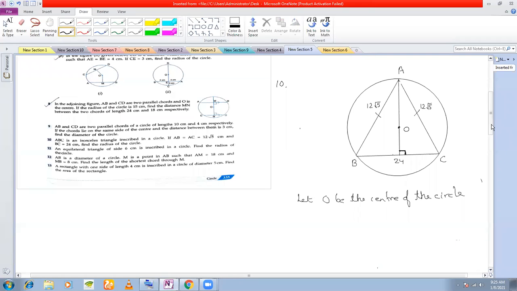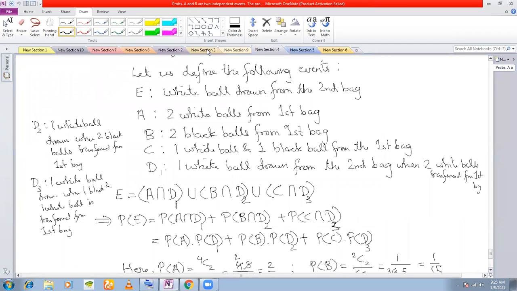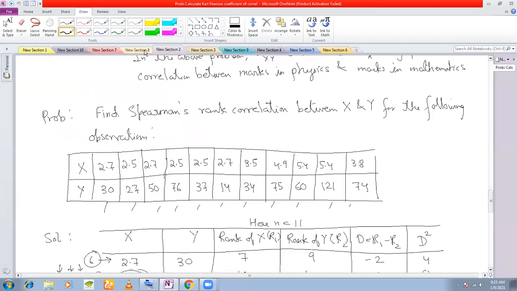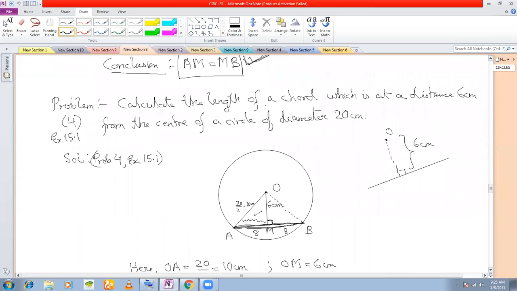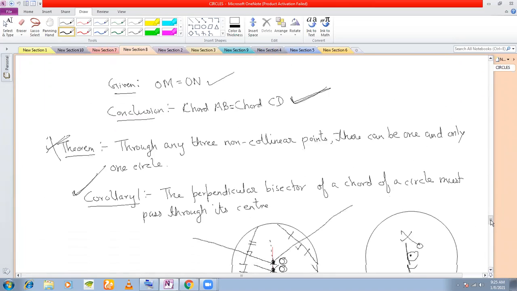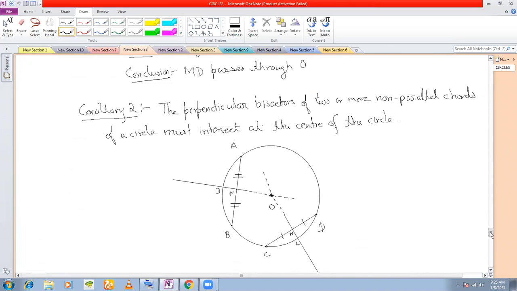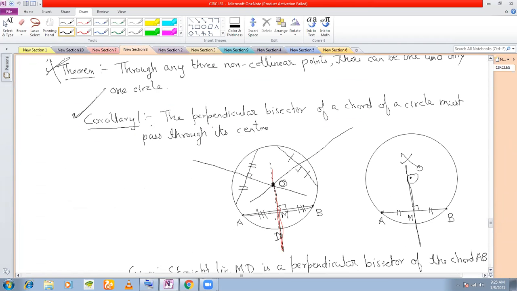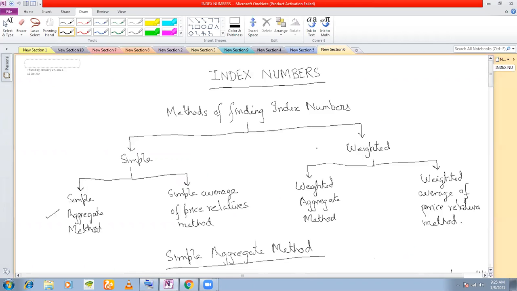Why? Look at this corollary. Let me just show you this. Yes, see this. You see this corollary? The last corollary that I gave you, deduction. The perpendicular bisector of a chord of a circle must pass through the center of the circle. You saw this. Now you compare with this.